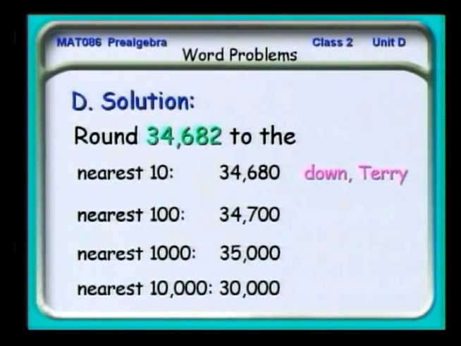So I've rounded the first one down. The value is less than the original number, so Terry gets that one. I round the next number up. 34,700 is greater than the 34,682. Ed gets that one. To the nearest 1,000, you also round up, so that goes to Ed. And finally, to the nearest 10,000, I've rounded down, so that goes to Terry.